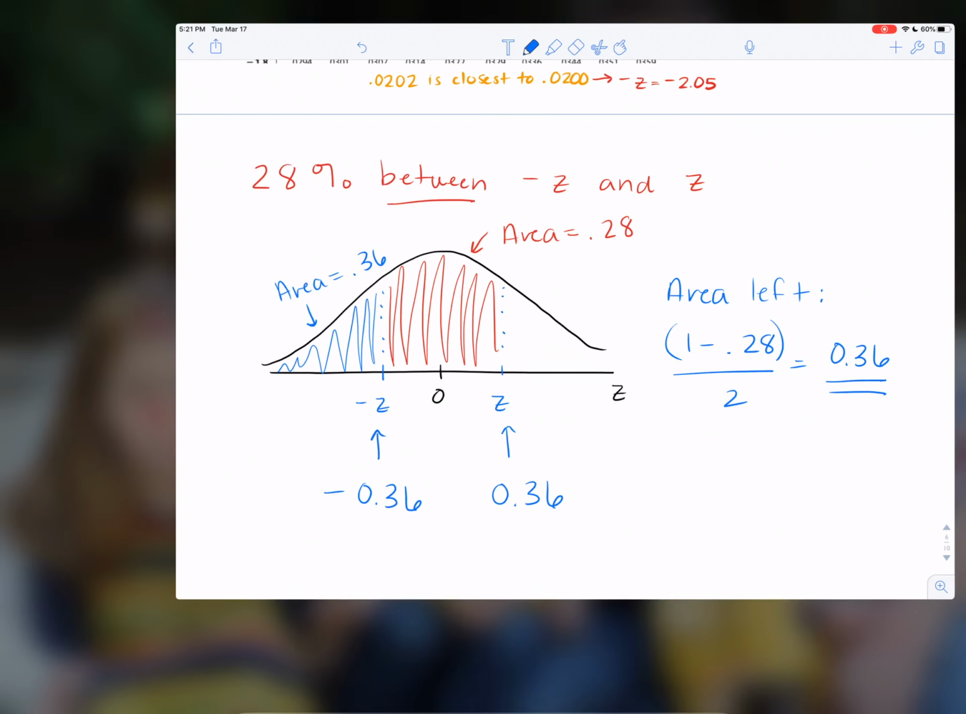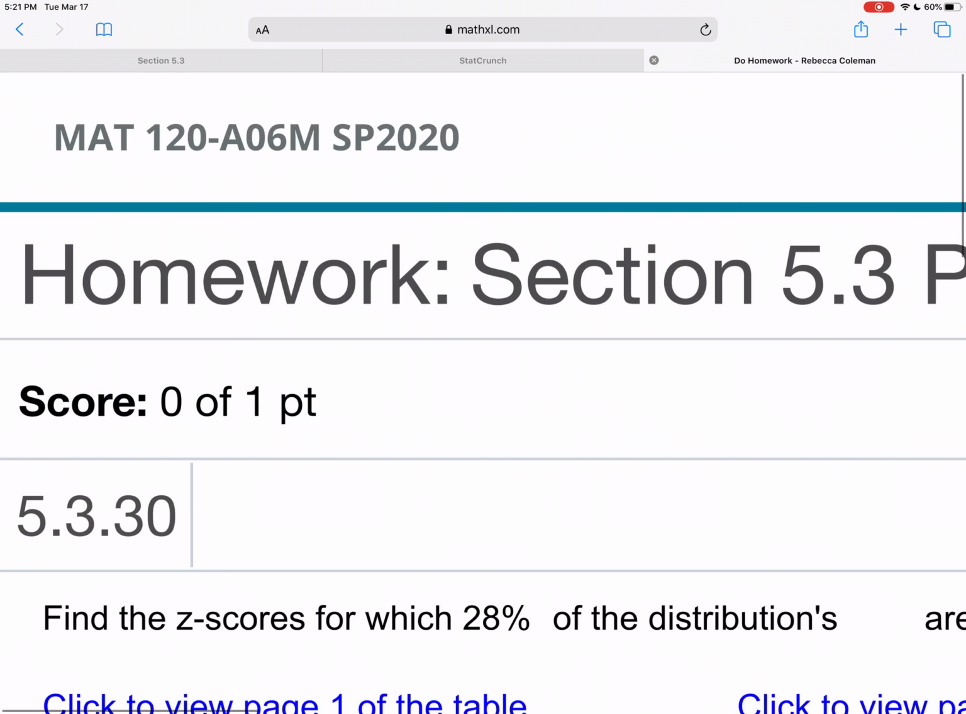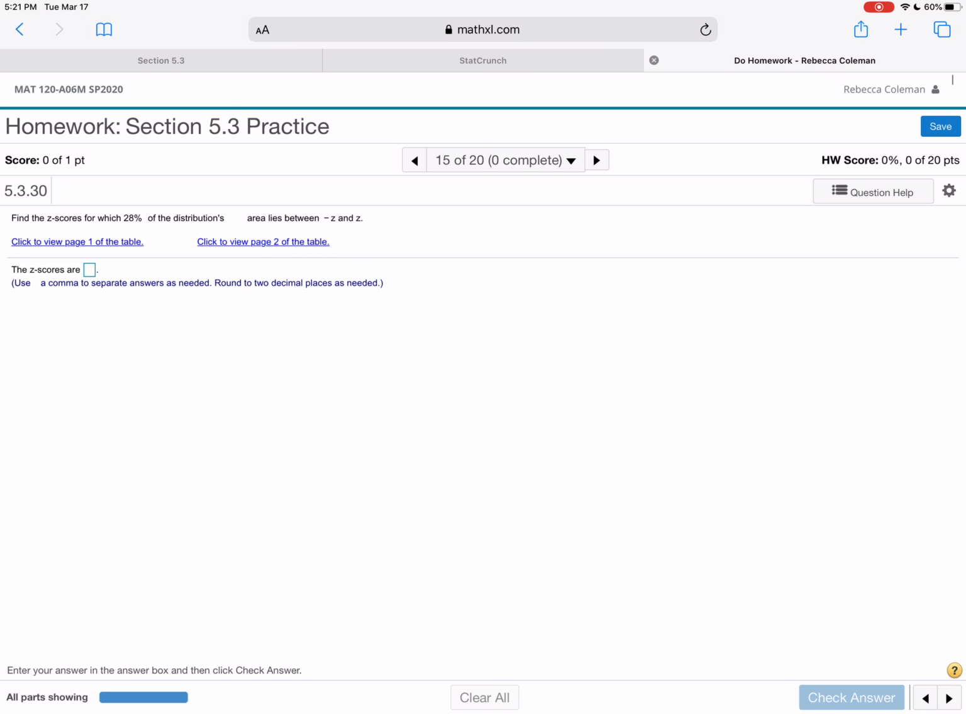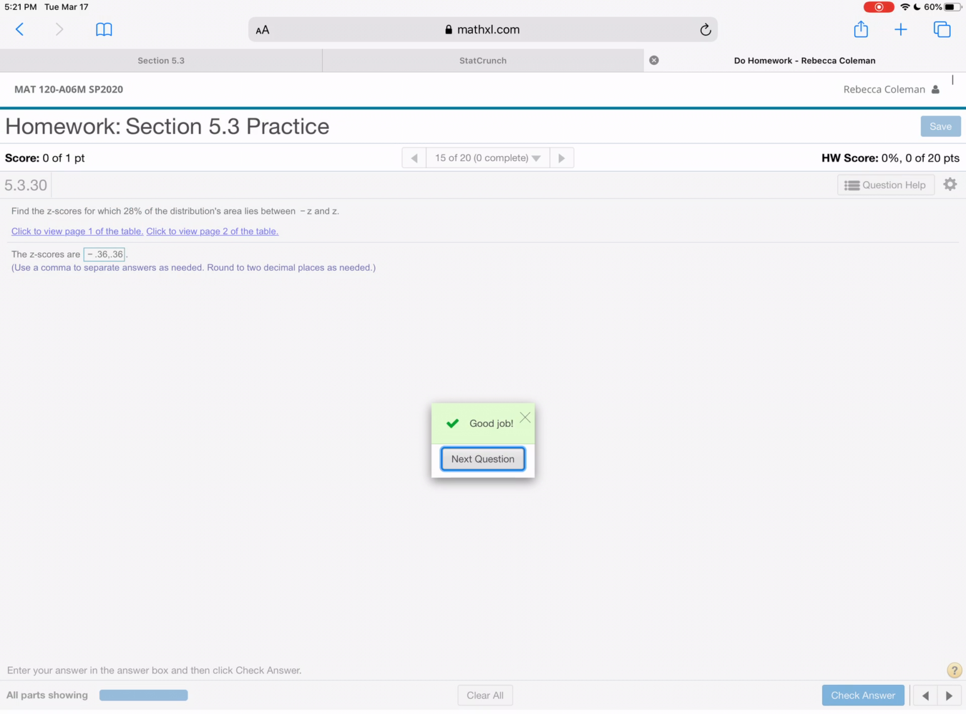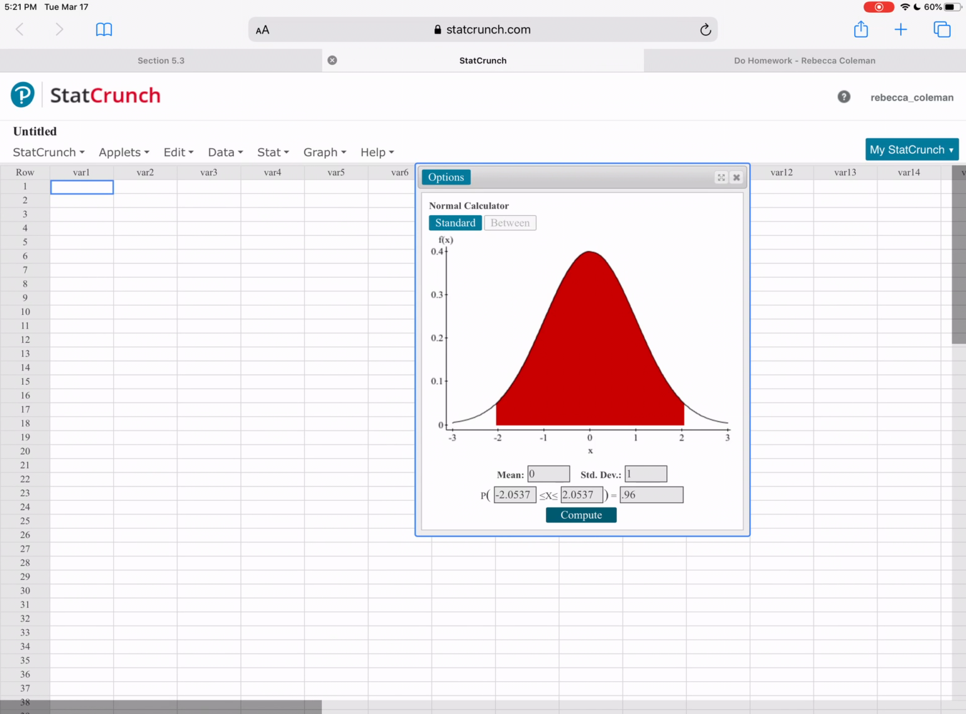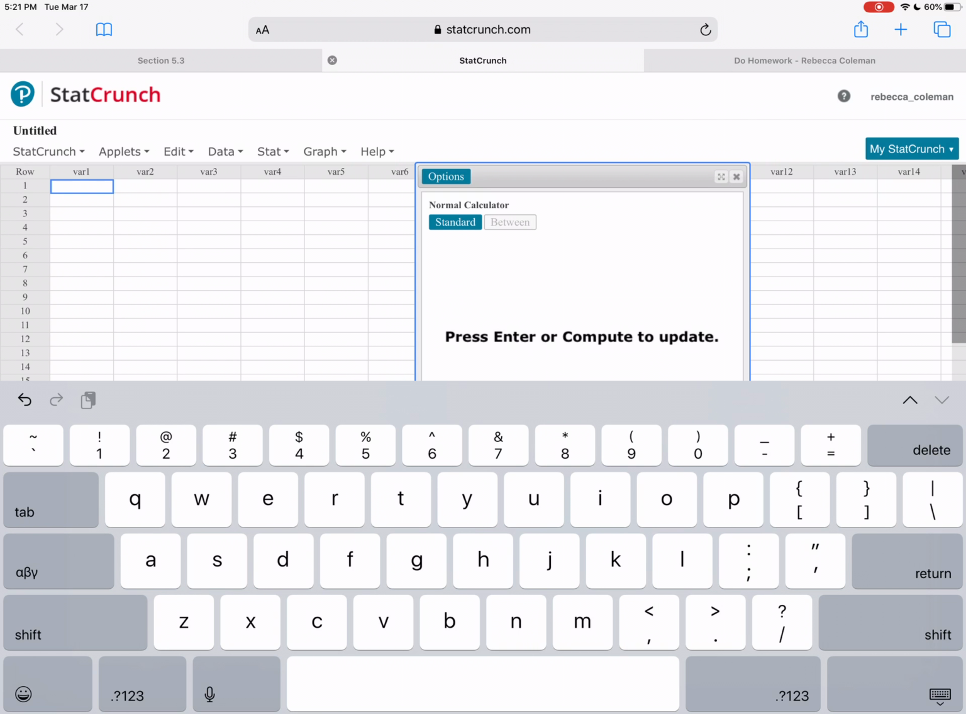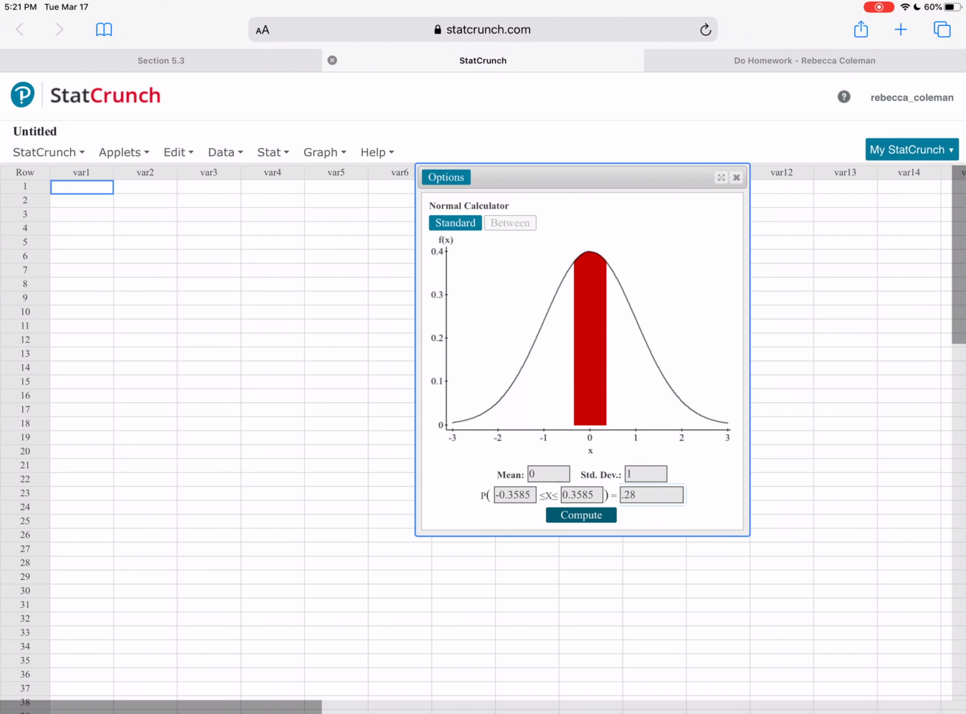And usually when you're entering your answers in MyStatLab, if you got two answers, it will just have you enter them with a comma. So I'm going to put in negative 0.36, comma, 0.36. Those are the two z-scores that I found with 28% in between. And same thing here, if I want to use StatCrunch, I would just want to make sure that I have the between calculator, put in the area in between, and when I hit compute, there's my negative 0.36 and my positive 0.36.